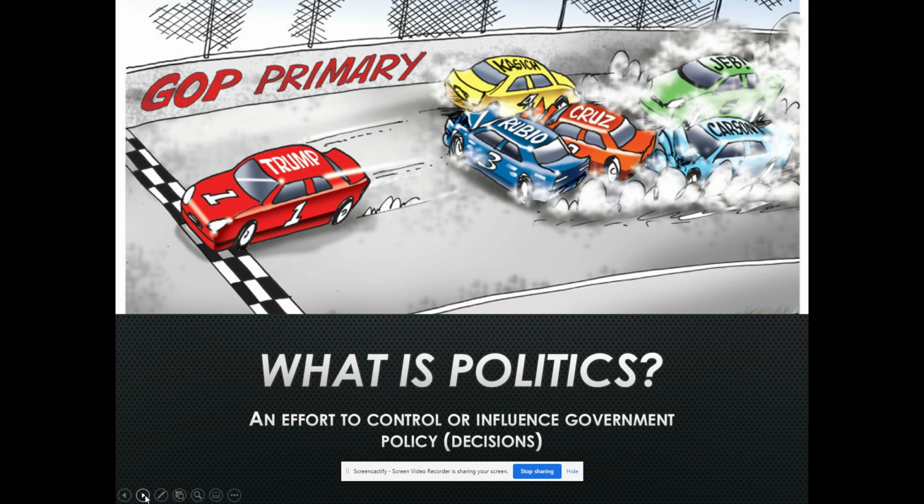You are trying to be the nominee of your party to be elected president, to be one of the main decision makers in our government. And so, as you can see from the cartoon, a lot of Republicans in 2016 wanted to be the nominee of their party. That included Ben Carson, Ted Cruz, Marco Rubio, John Kasich, Jeb. You see him there as well. And of course, to their dismay, it wasn't any of them. It was Donald Trump who came out on top.